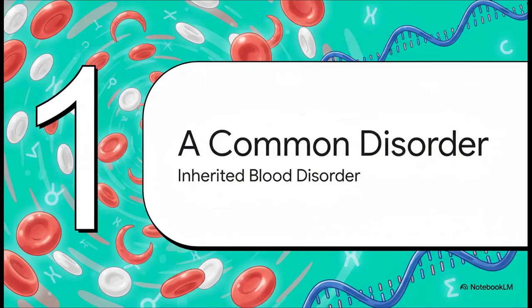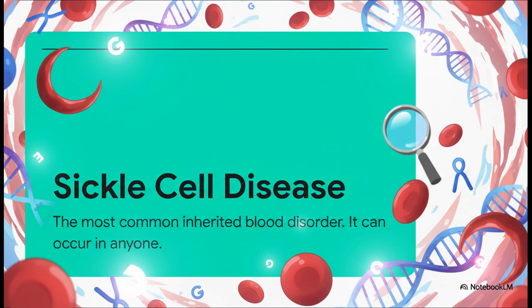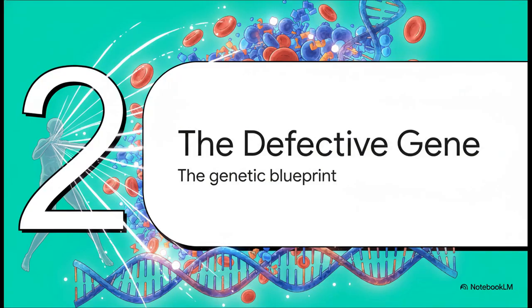First things first, let's talk scale. It's so important to understand that this isn't some incredibly rare condition. We're talking about the most common inherited blood disorder there is. So yeah, sickle cell disease is the most common inherited blood disorder in the entire world. And while it does affect certain populations more than others, the crucial thing to remember is that it can happen to anyone.